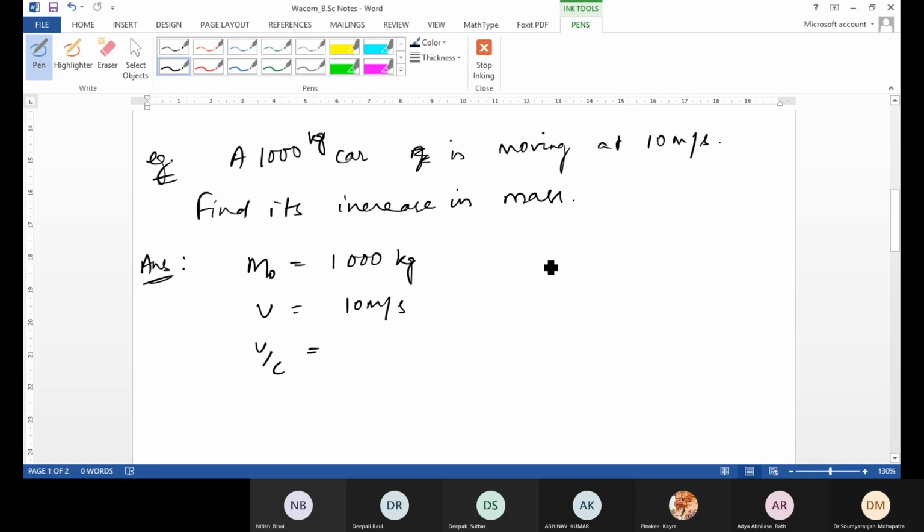Okay, so solve this one. This is your assignment. You solve it. So now we'll come to the next most important expression of Einstein, that is relativistic kinetic energy.